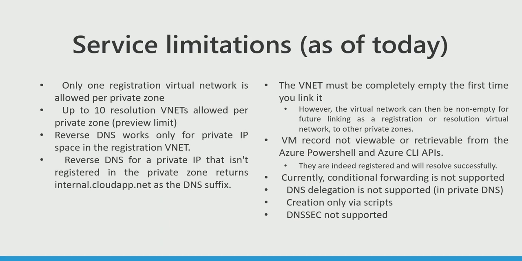We can have hundreds of resolution VNets, up to 1,000 actually at this stage, which means that we can totally change our game from the configuration perspective. The reverse DNS works only for private IP space in the registration VNet. Some applications use this reverse resolution, and you have to be aware of that.